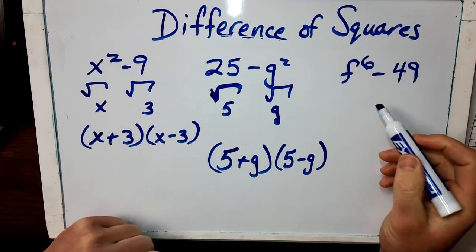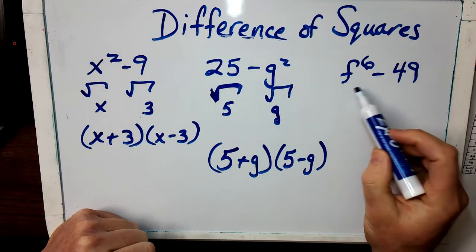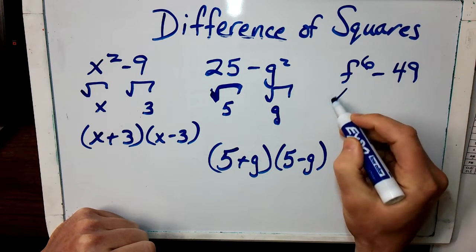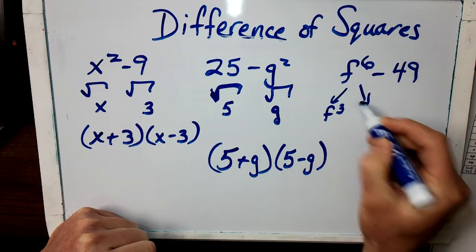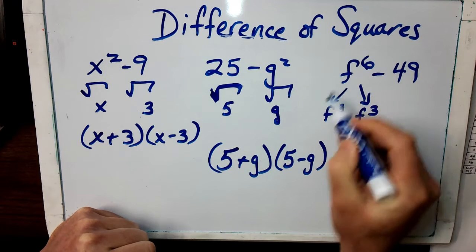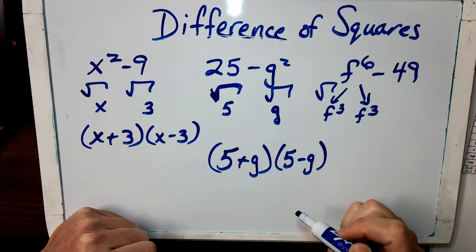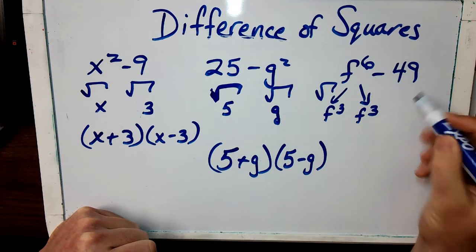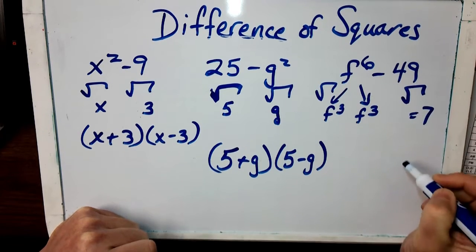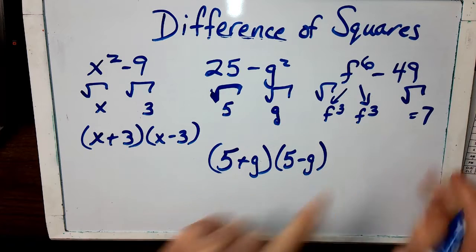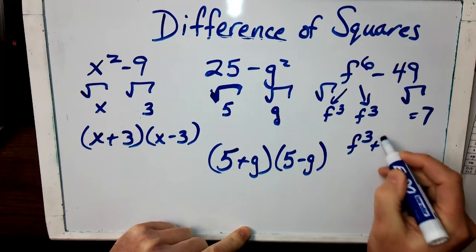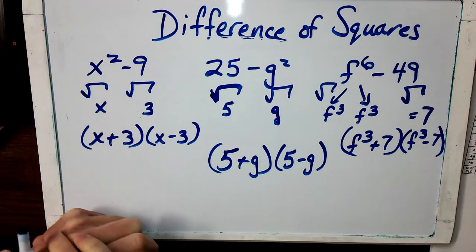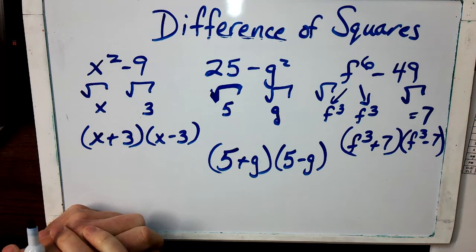Now this one's a little trickier. We can see 49 is a perfect square, but it's f^6. Now 6 is not a perfect square, but we can break this into f^3 times f^3. The square root of f^6 is f^3. So we just need an even number on the exponent and a perfect square on the number. So if we take the square root here, 7. So I'm going to take my f^3 and 7, put them together. f^3 plus 7, f^3 minus 7.